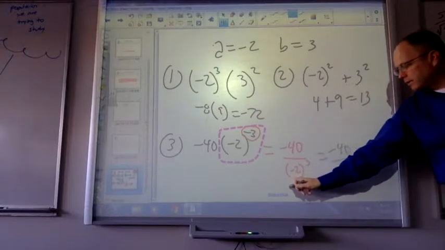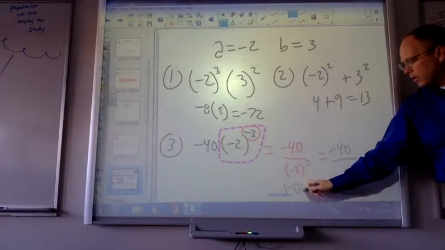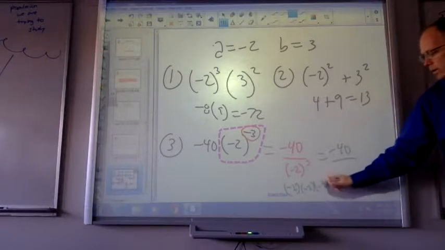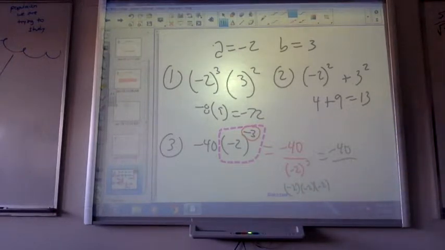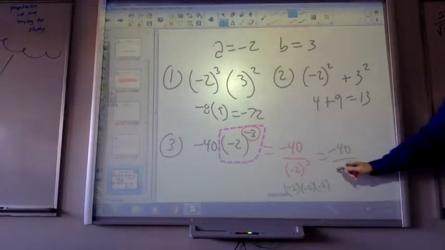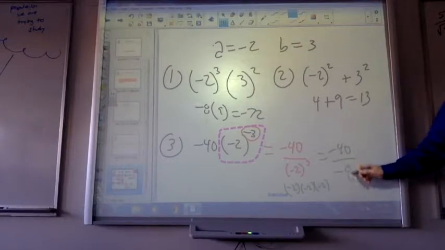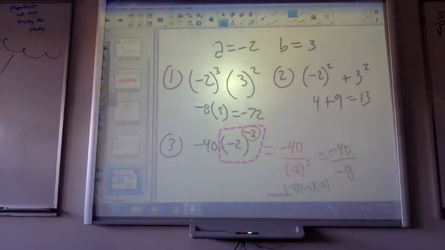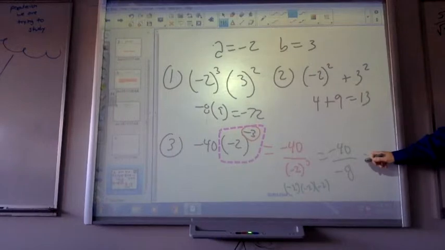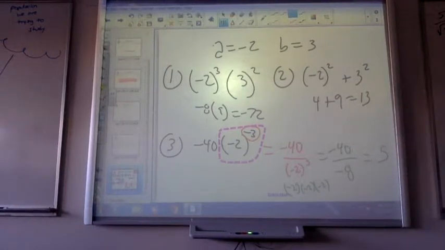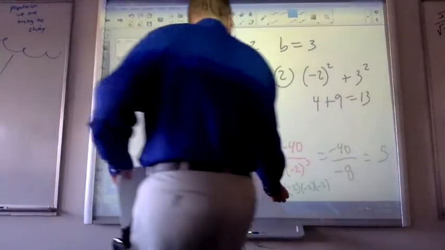So this is -2 times -2 times -2. Negative times negative times negative is what kind of answer? Negative. 2 times 2 times 2 is what? 8. So I get -8. So I get -40 over -8. That's 5, doesn't it? All right, let's extend that page.